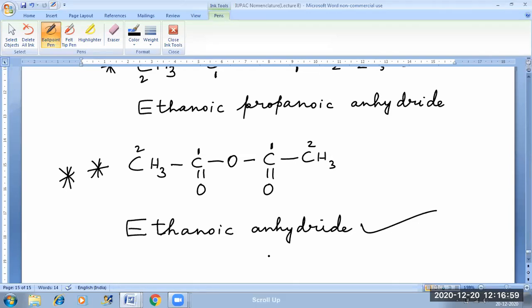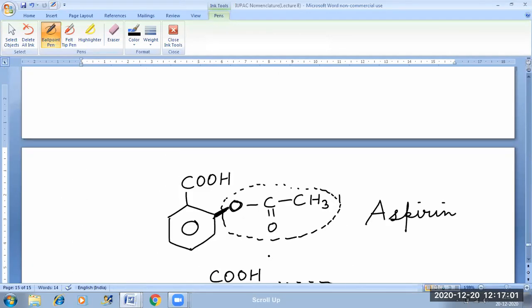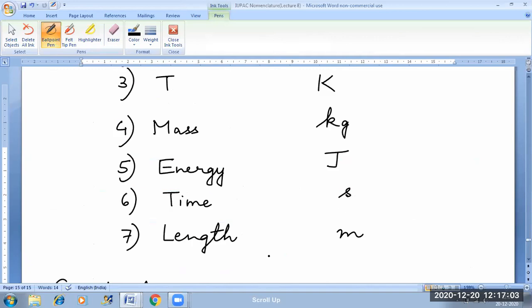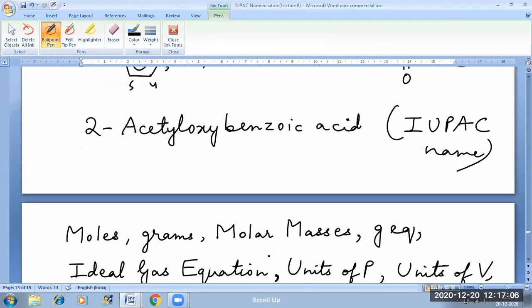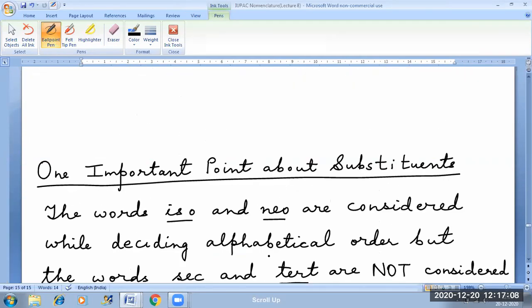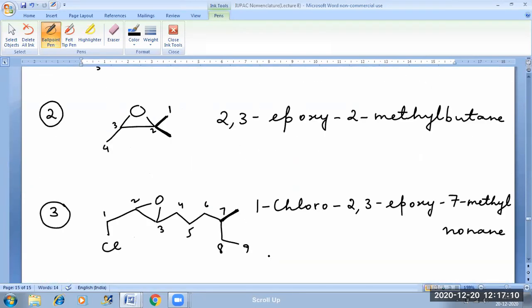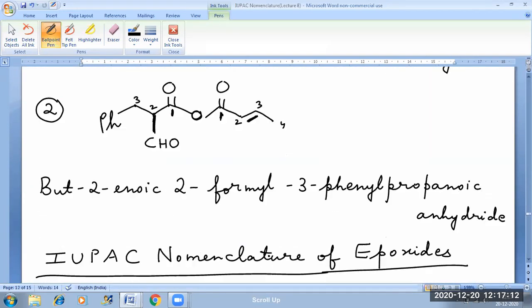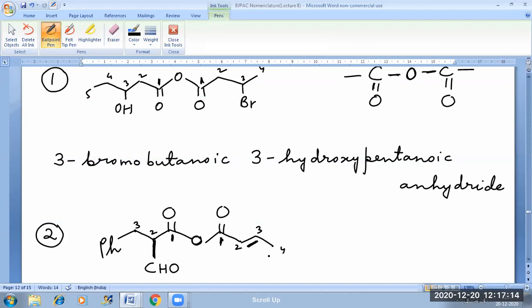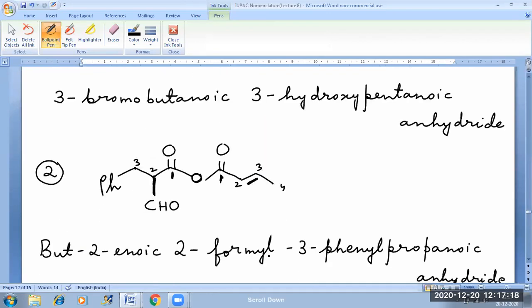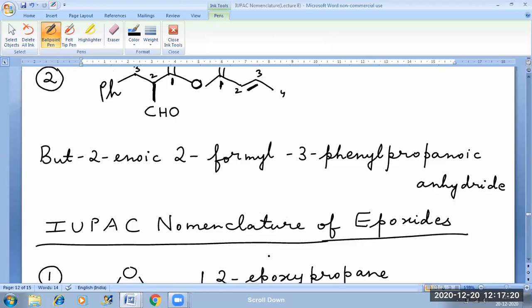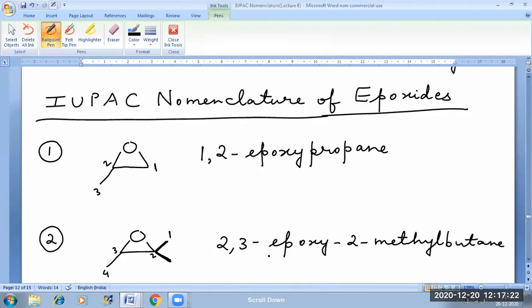Okay. So we did anhydrides. Then epoxides. IUPAC nomenclature of epoxides.